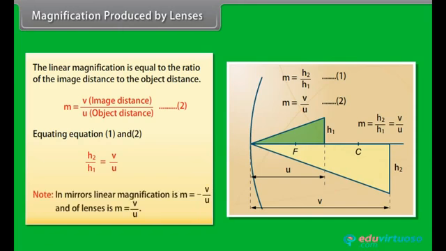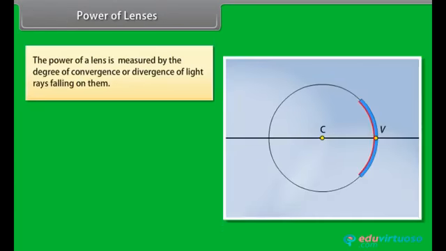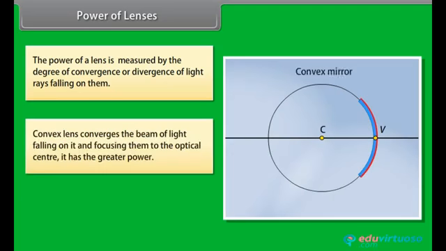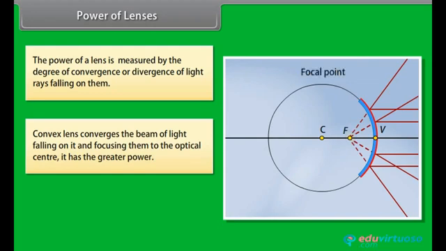Note, in mirrors, linear magnification is M is equal to minus v upon u, and for lenses it is M is equal to v upon u. Power of lenses. The power of a lens is measured by the degree of convergence or divergence of light rays falling on them. Convex lens converges the beam of light falling on it and focuses it. It has the greater power.